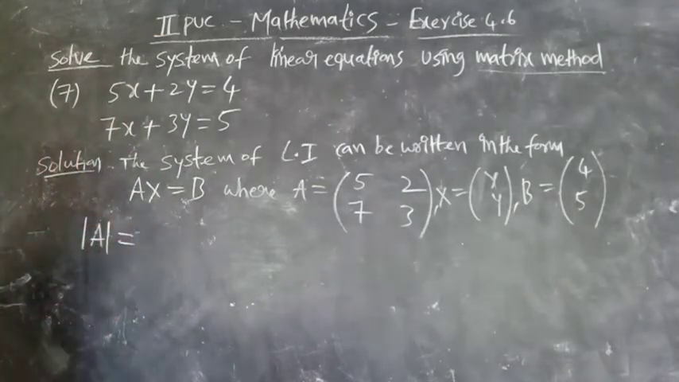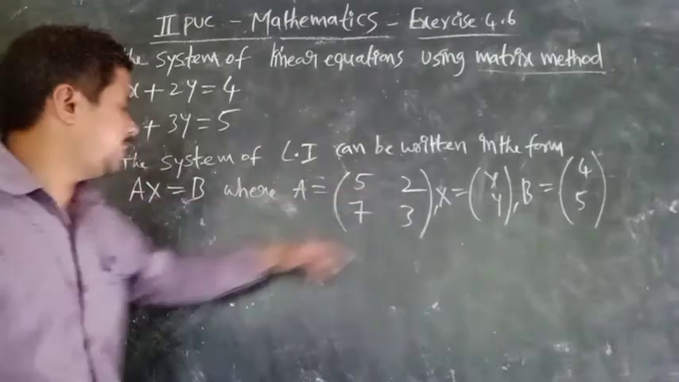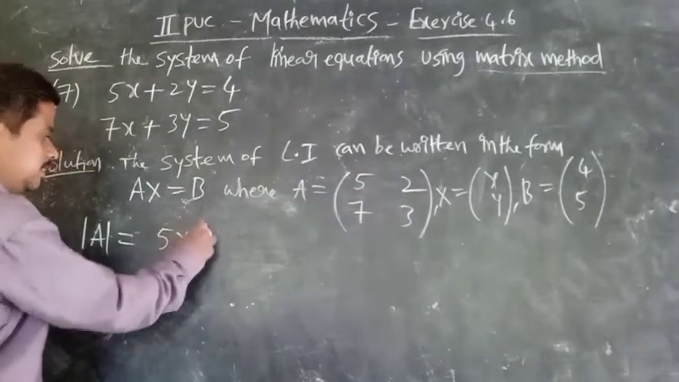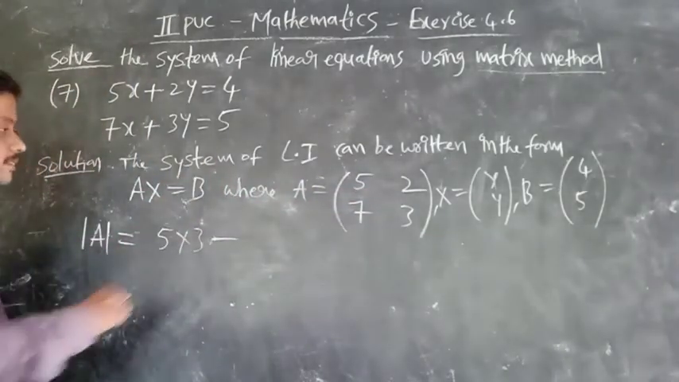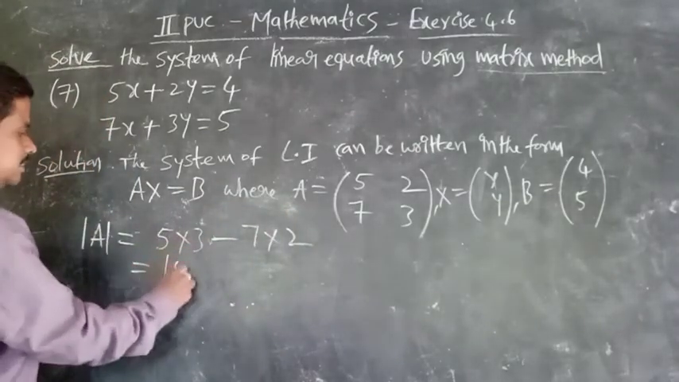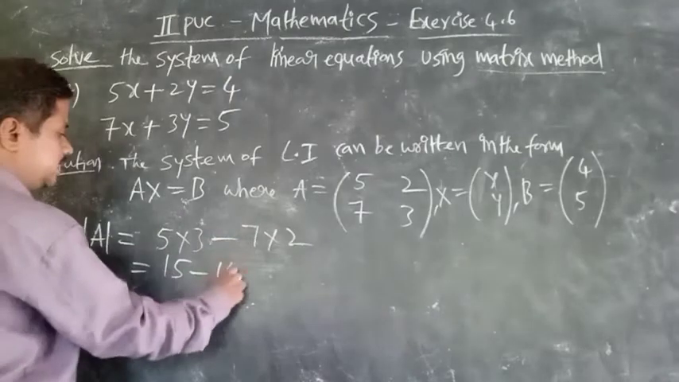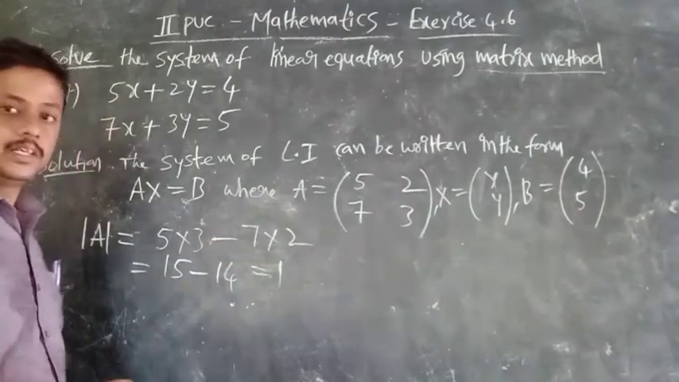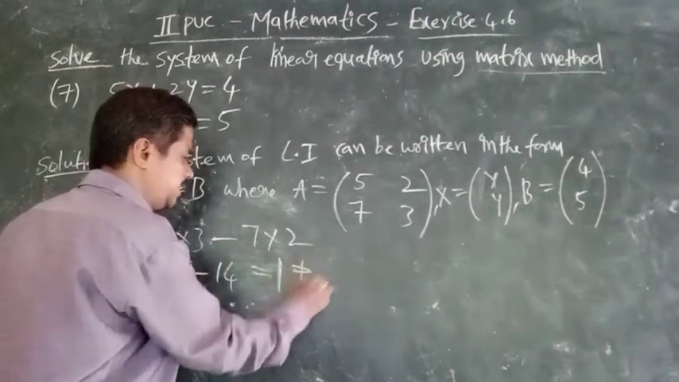A is equal to what? 5 into 3 minus 7 into 2. 5 times 3 is 15, minus 7 times 2 is 14, which is equal to 1. The determinant value is 1, which is not equal to 0.